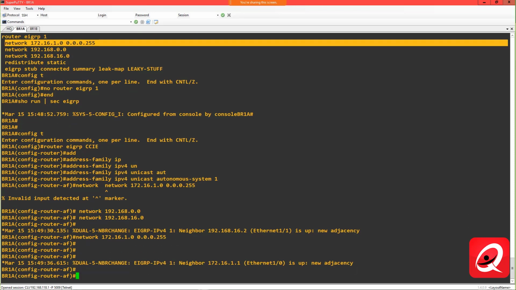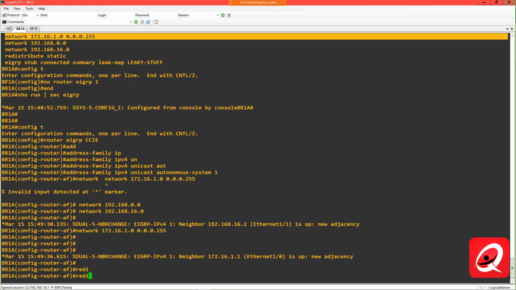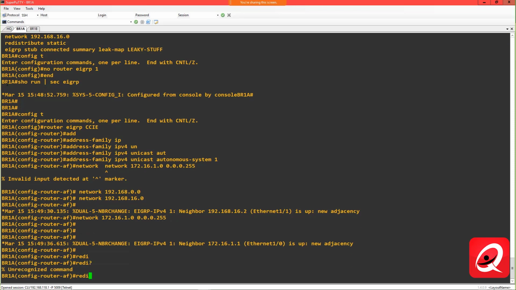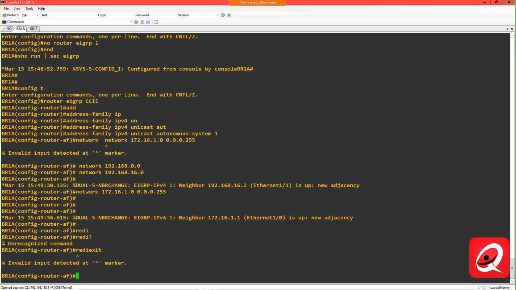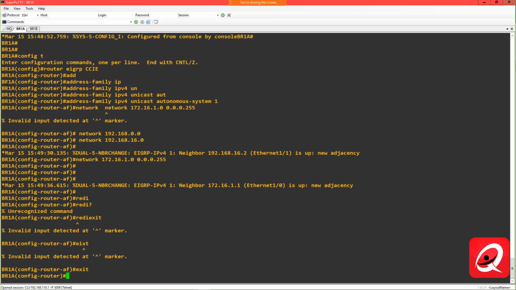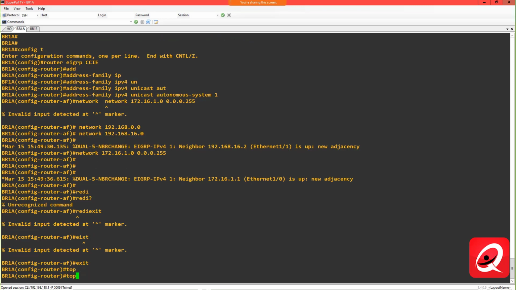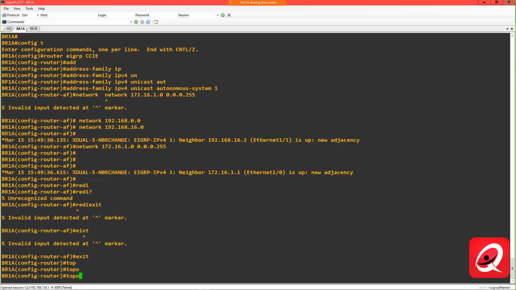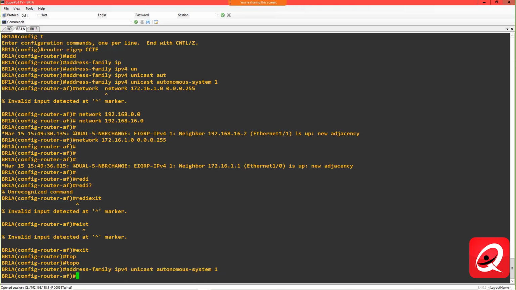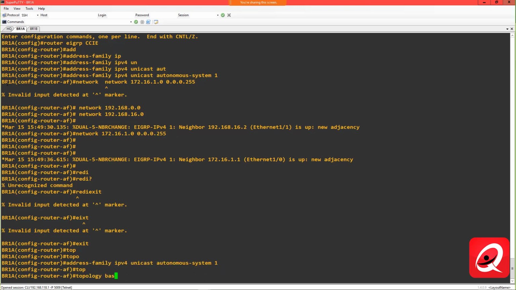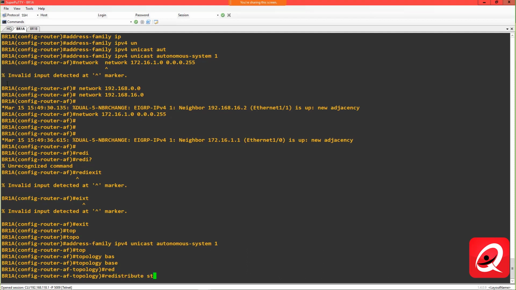So the only thing I'm missing in this particular case is the summary, and I'm also missing redistribute static. You'll notice here that redistribute is not an option. Because it affects the overall routing process, that's going to be part of our topology base. Let me go back into the address family. Sorry about that. That's going to be part of our topology base. We do redistribute static here.